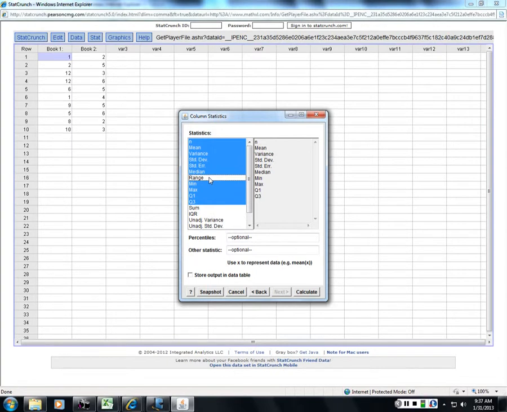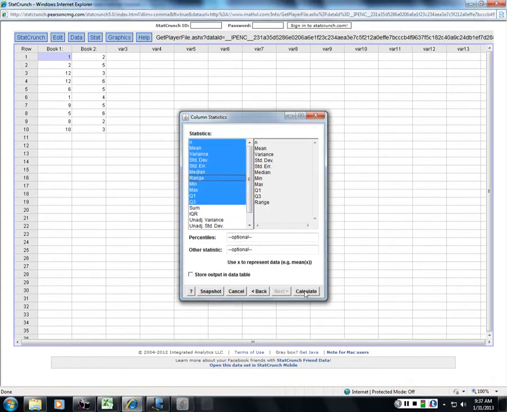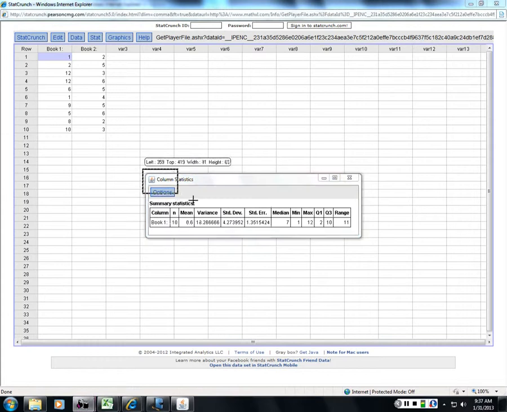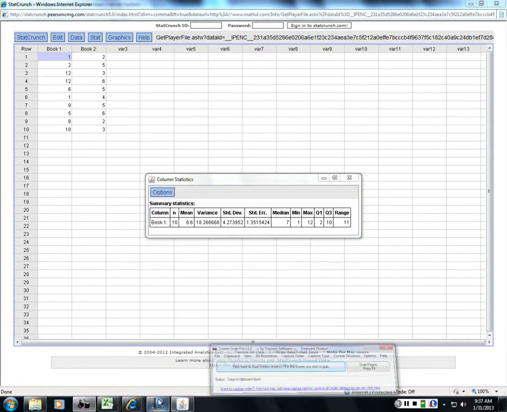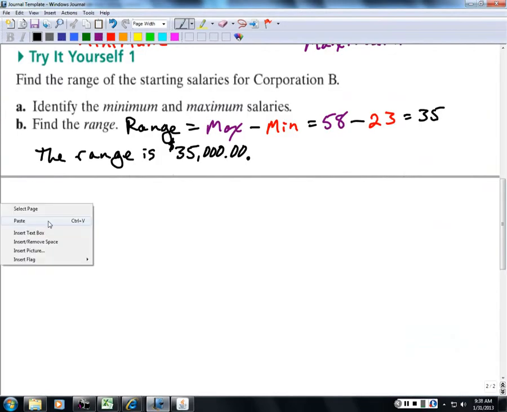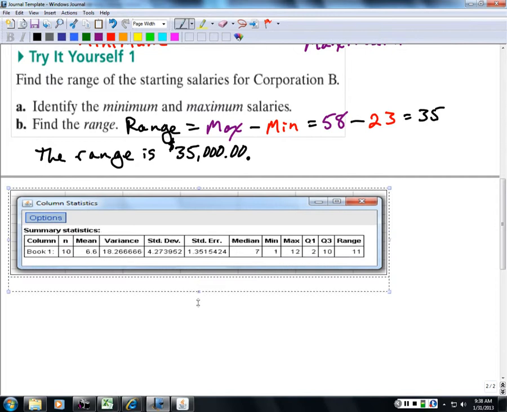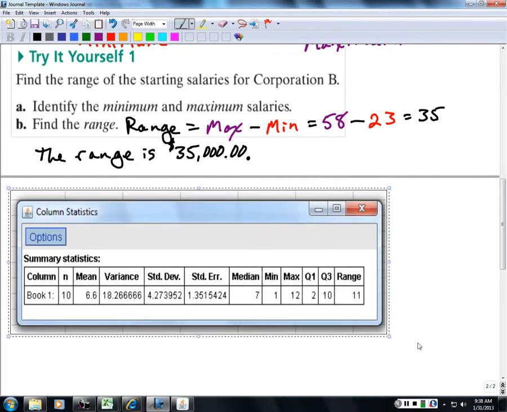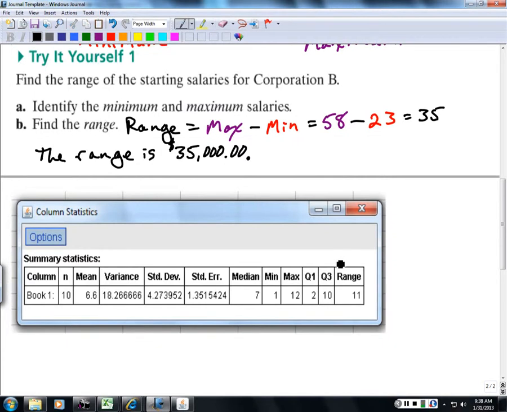But I can also find the minimum and maximum value too. If I left click that, come back to calculate. Oops, that's not what I want. There we go. This is from the homework set. Notice that it gives me the range right here at the end. It also gives me the minimum and maximum values if I want them. Okay?